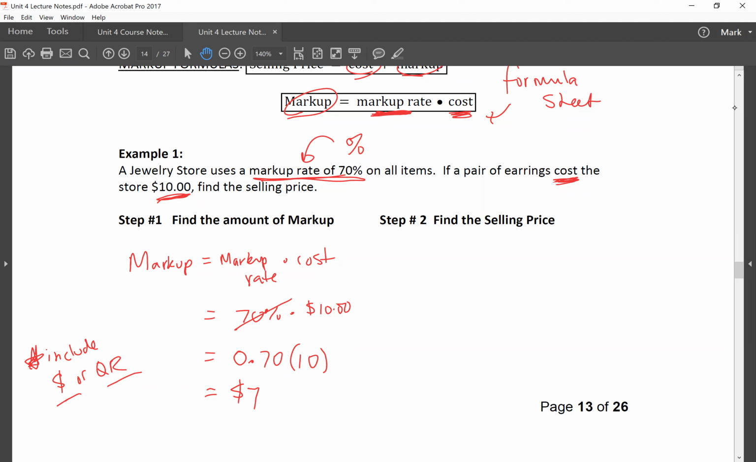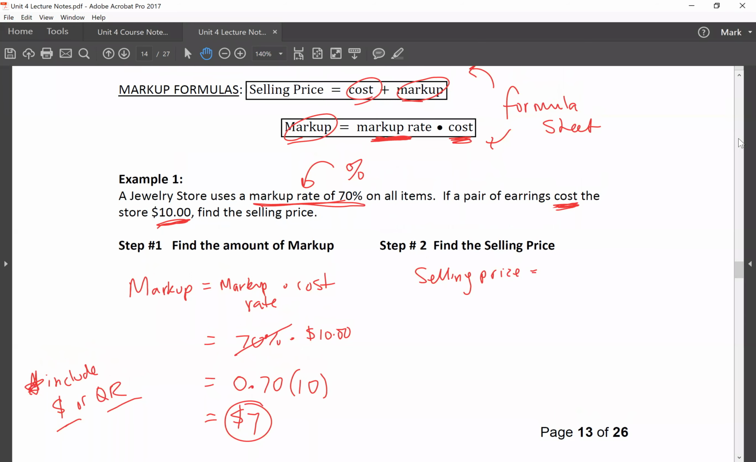Okay, so the business is marking up every item 70%. This $10 necklace is being marked up $7. So the selling price, you do not need to write all these formulas out, by the way. Like in business math, we would just say selling price is cost plus markup. So we typically don't write all these words. So my selling price is going to be my cost, $10, plus my markup, $7, which is $17. Easy, right? That's not too bad.